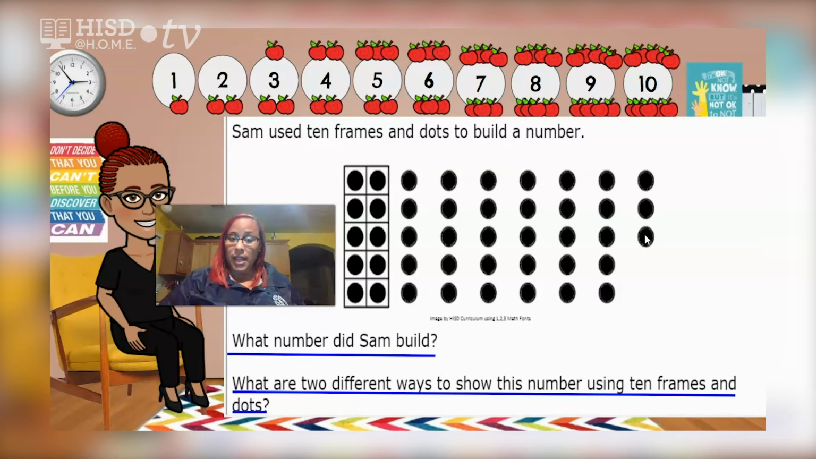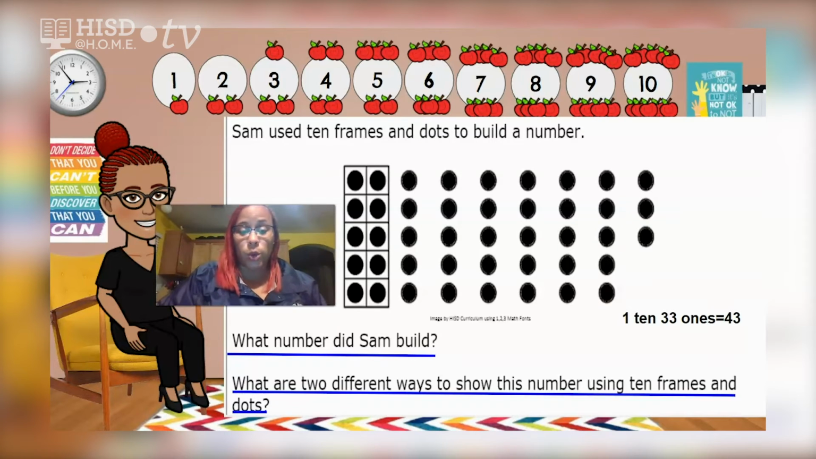How many did he have? So what number did Sam build? Yes, Sam built the number 43. Give your brains a kiss. So 1 ten and 33 ones equals 43. So one way we could show this number is 1 ten and 33 ones equal 43. Or you could have said 33 and 10 more is 43.